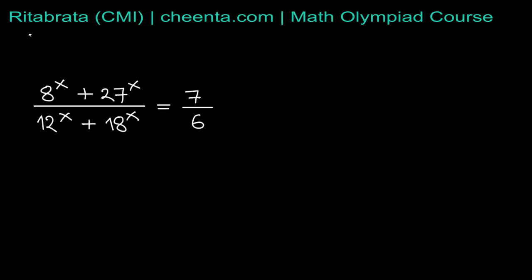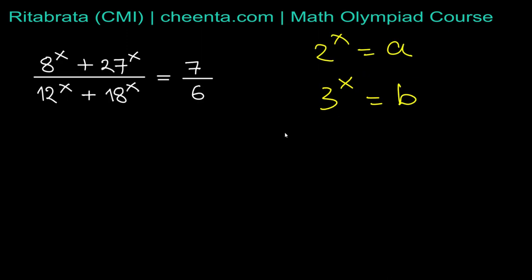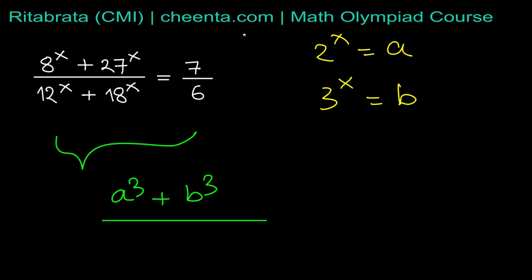Now see, the bases are 8, 27, 12 and 18. They are very well related to each other, both are multiples of 2 and 3. So if I substitute 2 to the power x equal to a and 3 to the power x equal to b, then this will give me a very simple relation. 8 to the power x is a cube, 27 to the power x is b cube, and so a cube by a square b plus ab square should be 7 by 6.